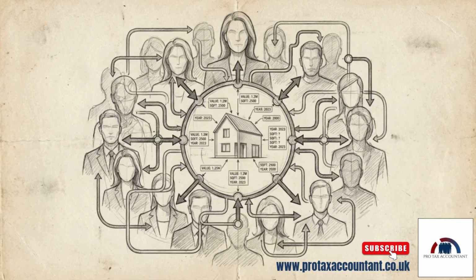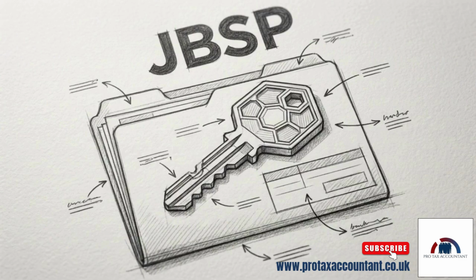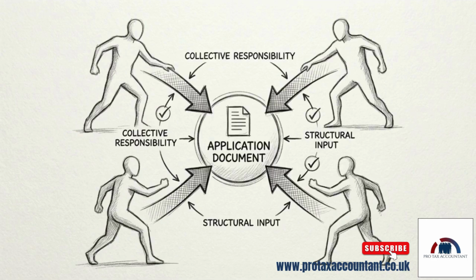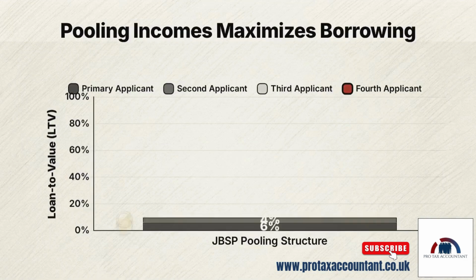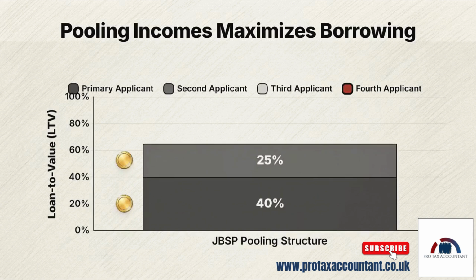There is an alternative mechanism for leveraging combined incomes without altering the property title, the Joint Borrower Sole Proprietor, or JBSP, arrangement. A JBSP allows family members to accept joint responsibility for the mortgage debt without taking legal ownership of the property. This data visualization shows the primary mathematical benefit of a JBSP.